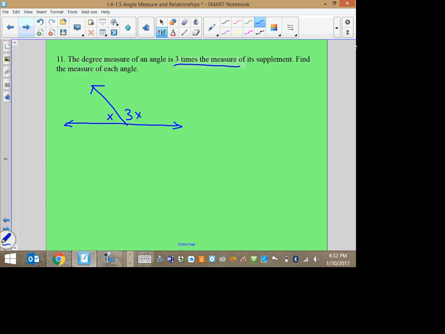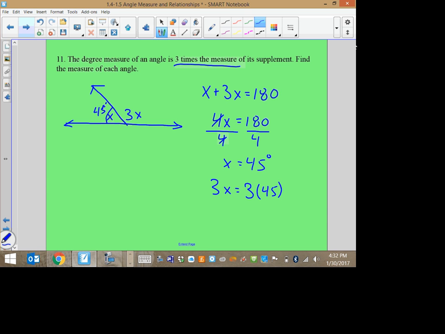Now, these have to add to be 180, so you have x plus 3x equals 180. You get 4x equals 180 by combining like terms, divided by 4, and you're going to get that x equals 45 degrees. So one of our angles is 45 degrees, and that makes our other angle 3 times x, but we know x is 45, so 3 times 45. So we know that angle is 135 degrees. And note again, 135 plus 45 is 180.